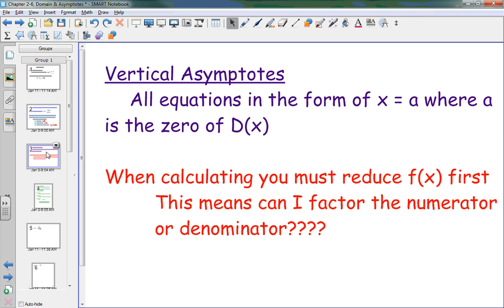A vertical asymptote. A vertical asymptote is any equation in the form of x equals a, where a is the 0 of d of x. In other words, it's the 0 of my denominator. In other words, if I set the denominator equal to 0 and solve for it, that is going to be my lovely vertical asymptote. Okay? However, before you can find your vertical asymptote, you must first reduce f of x. In other words, if you can factor it and cancel things out, you want to do that first. Do we all understand that?